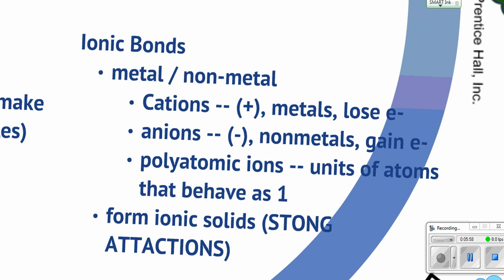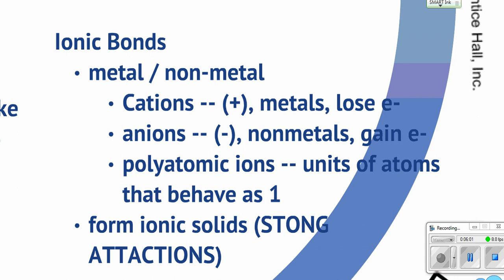The stronger of the two bonds are ionic bonds. Ionic bonds form when electrons are lost or gained by the elements in the bond. The element or atom that loses electrons and therefore becomes positive is called the cation. The atom that gains those electrons is called the anion.